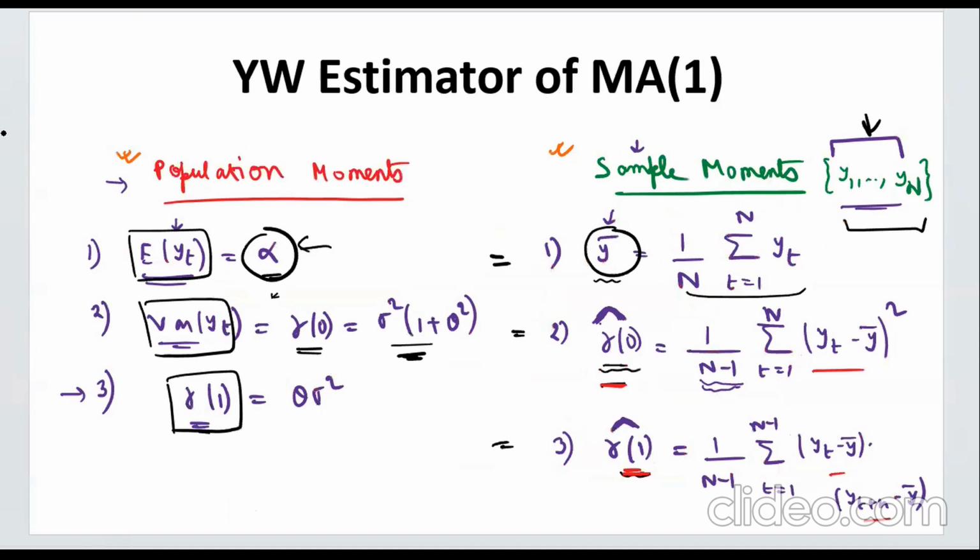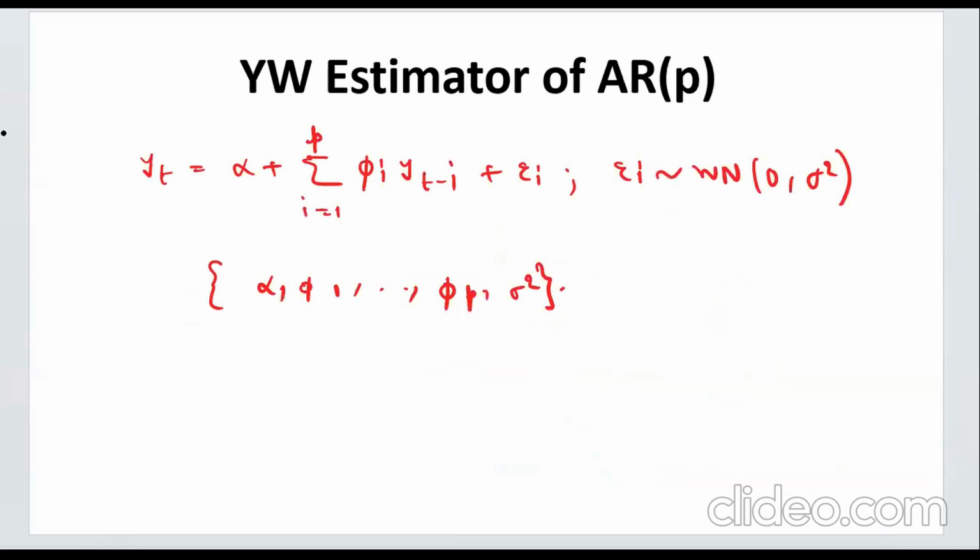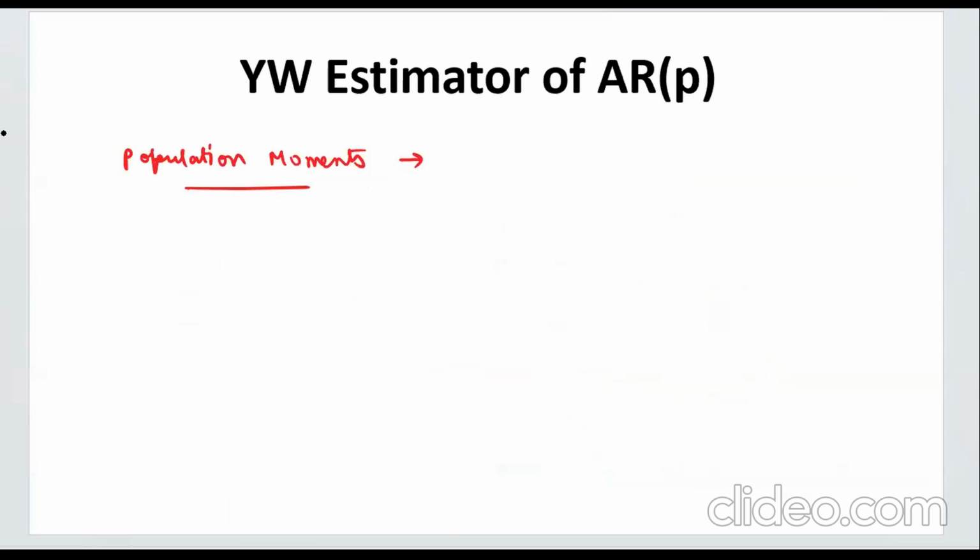process. So you start with the model, you find out the population moments, you find out the sample moments, you simply equate them to find out the estimators. And a similar thing we can do for the ARP process as well. This is the general form of the ARP process. Let us quickly do the population moments.